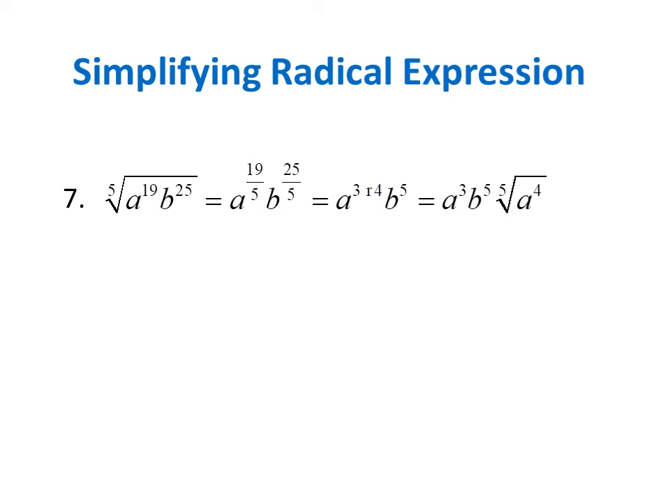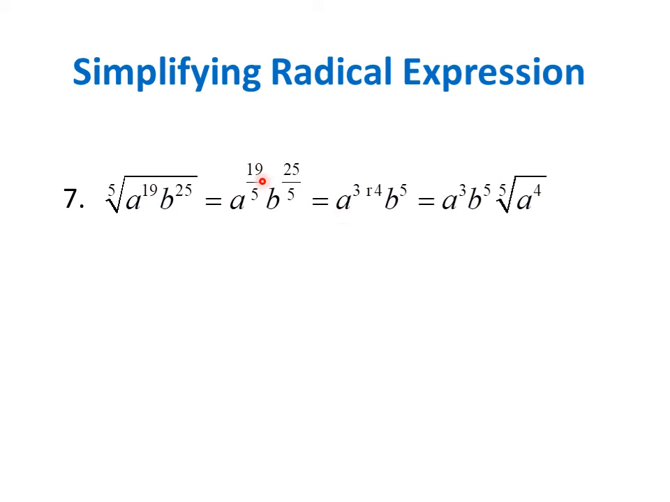Next problem, we have the fifth root of a to the 19, b to the 25. So to get the fifth root, we simply divide the exponent of each variable by the index 5. So we have a to the exponent 19 divided by the index 5 times b to the exponent 25 divided by the index 5. So let's simplify the exponents.